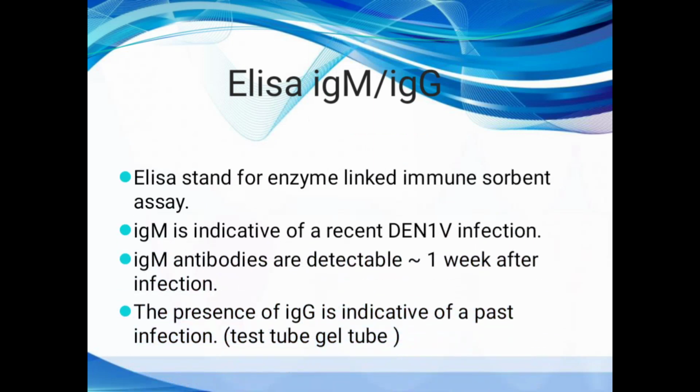ELISA IgG or IgM. ELISA stands for enzyme linked immunosorbent assay. IgM is indicative of a recent dengue viral infection. IgM antibodies are detectable 1 week after infection. The presence of IgG is indicative of a past infection. Test tube used is the gel tube.